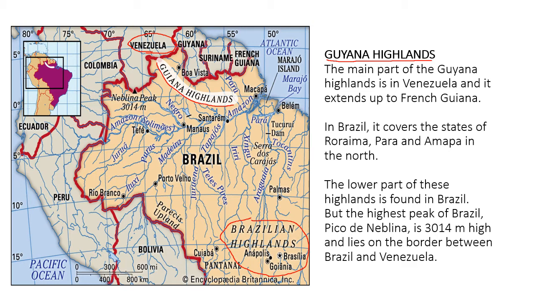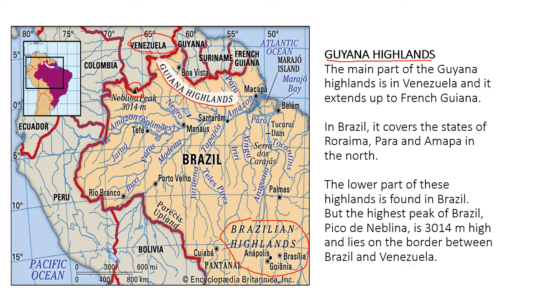Dear children, these highlands are the lower part of these Guiana highlands, which mainly extend in Venezuela. The lower part of these highlands extends in Brazil. Dear children, the highest peak of Brazil, which you can see here on the map, Neblina Peak, which is 3014 meters high, is located in these highlands.